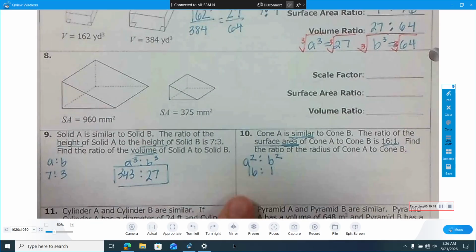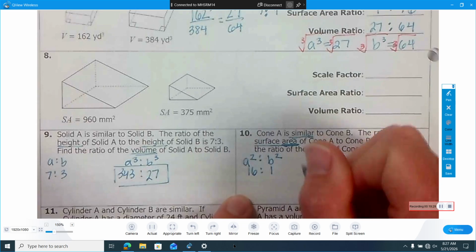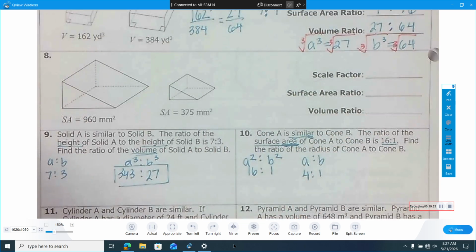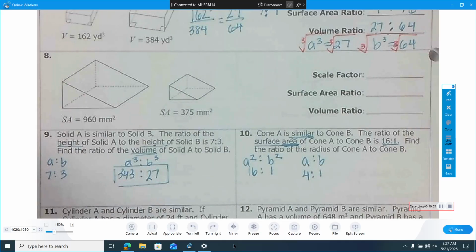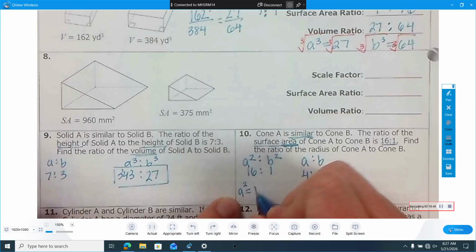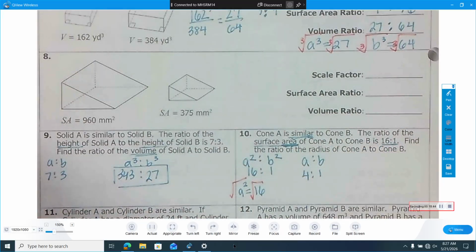All right, which means what's our A? Yes. How do I know that? Square root. So A to B would be 4 to 1. So we definitely always want to find that scale factor first. You can think about it. A squared equals 16. Maybe we need to square root both sides to get the A.